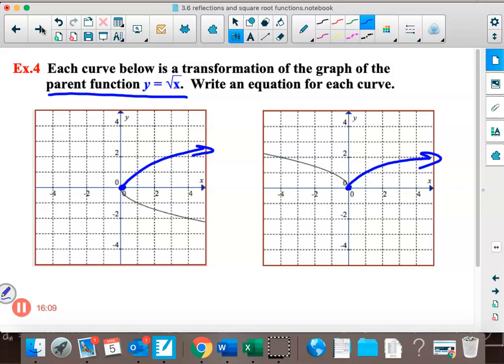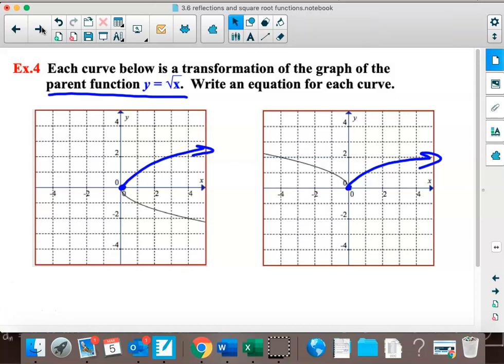So your job is to take a moment and see if you can figure out what the new reflected function equation would be. So take a minute in your groups, see if you can write a y equals something for this graph, and then a y equals something for this graph. All right, take a minute.